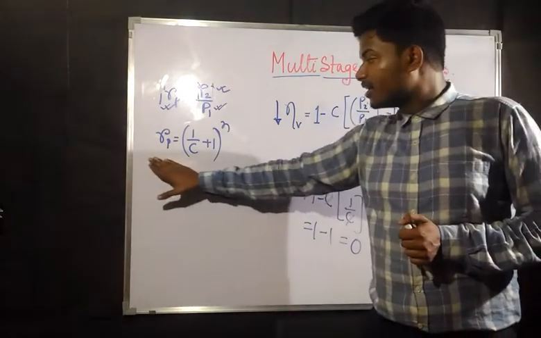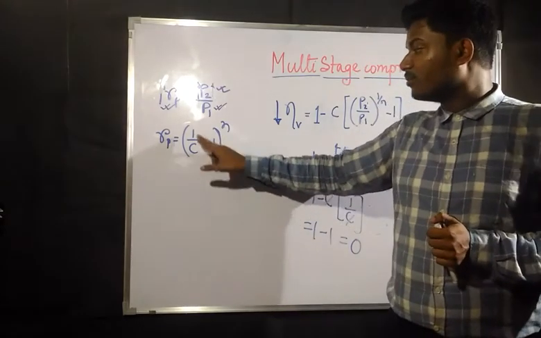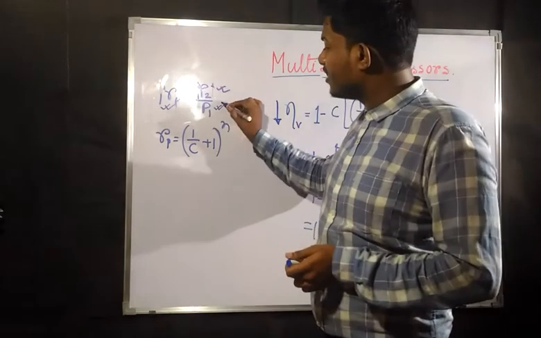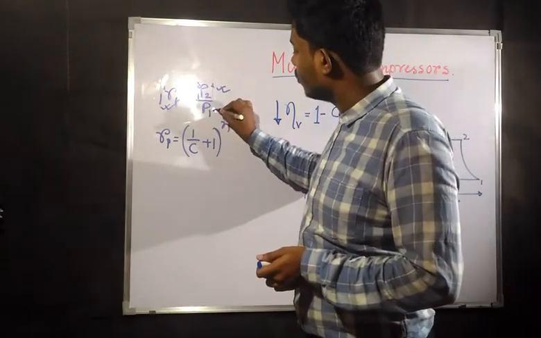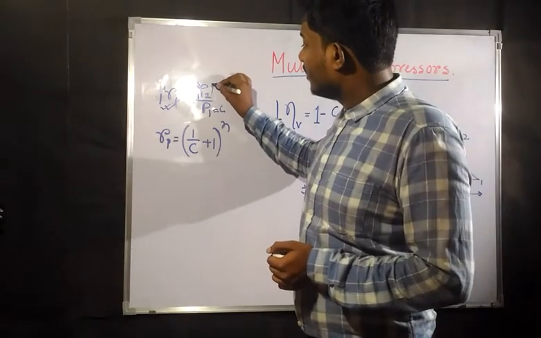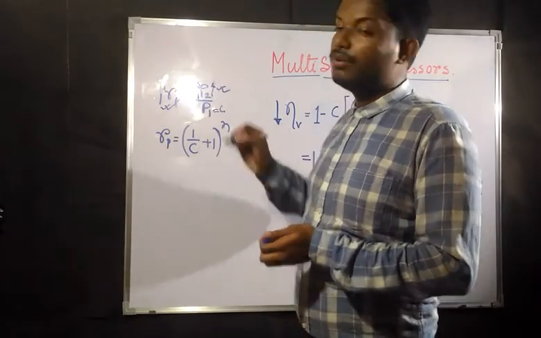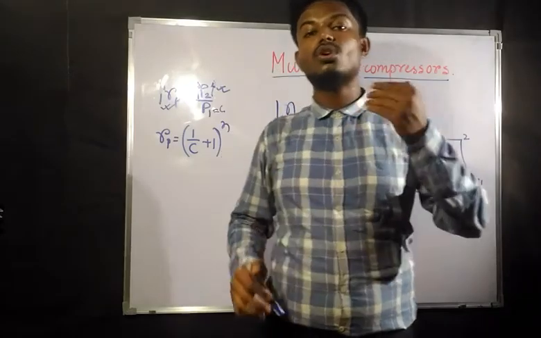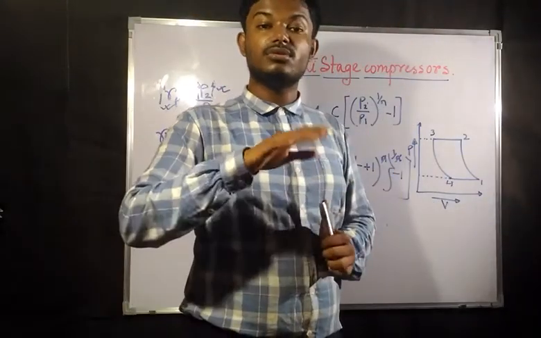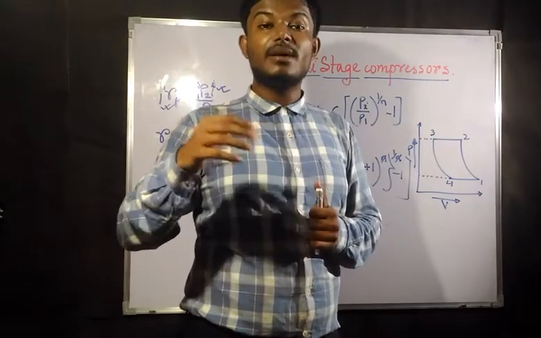If somehow your pressure ratio reaches a value of 1 by C plus 1 to the power n, that means what? If the pressure ratio is increasing, your pressure P1 is always going to be constant. This is your available pressure, but P2 is your requirement. Now we do not know what the requirement is going to be. It may increase sometimes, it may decrease sometimes, depending upon the situation.